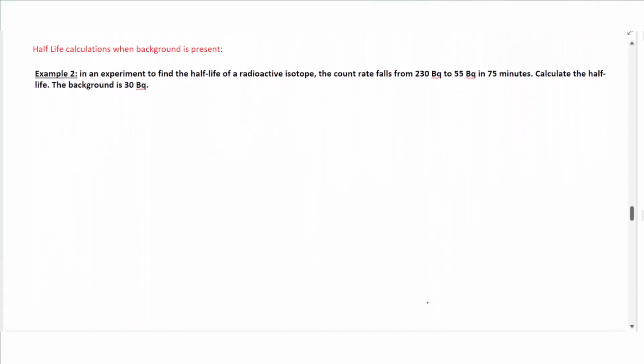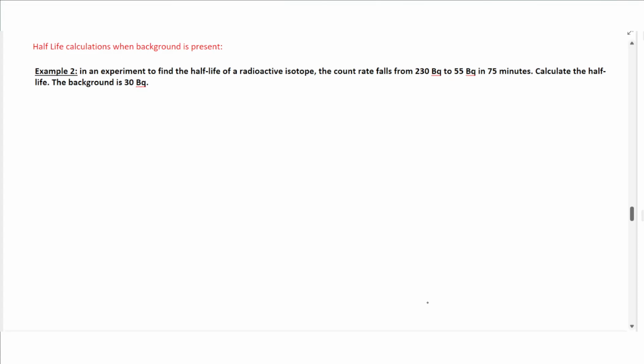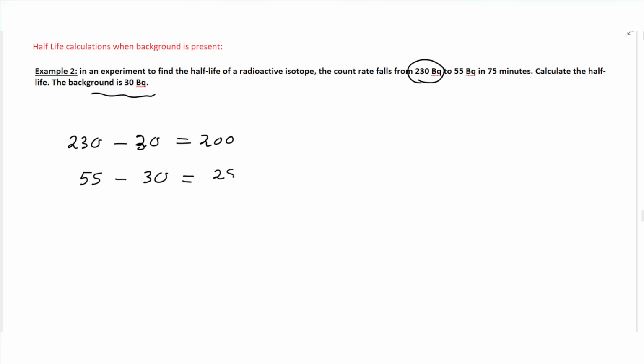Now, if you have background in the question, you must remove the background before calculation. So if you have a background of 30 and the initial reading was 230, you first remove the 30 from the initial activity. You get 200. And if you have the final activity, you just divide by 2 until you reach the final activity, but you must remove the background from the final activity as well. So 55 minus 30, that is equal to 25. So you go 200 divided by 2, that's 100, divided by 2, that's 50, divided by 2, that's 25. We reach the final activity in 3 half-lives.